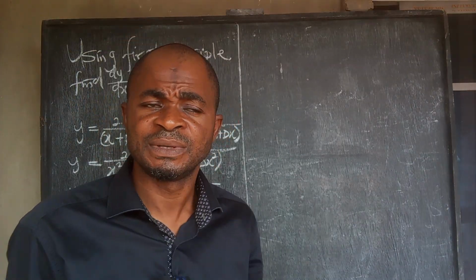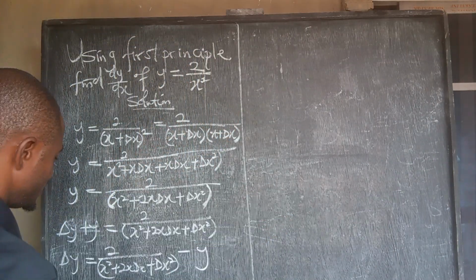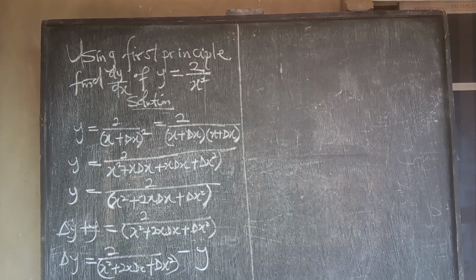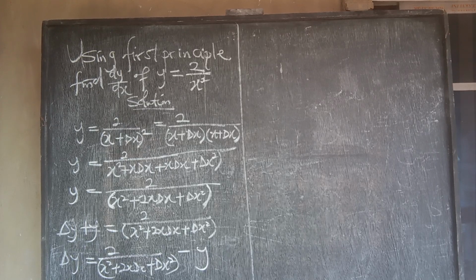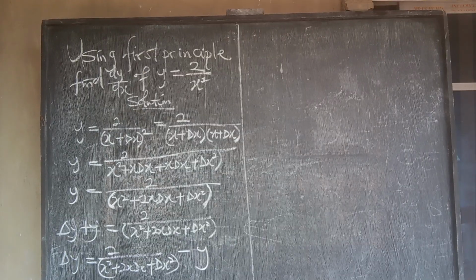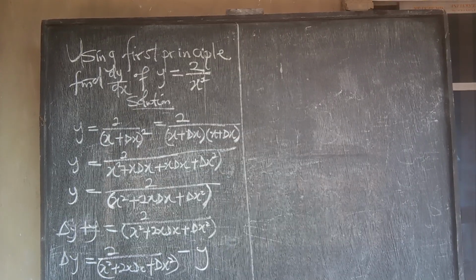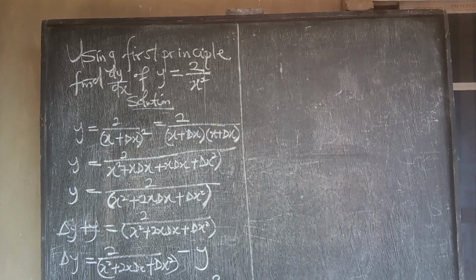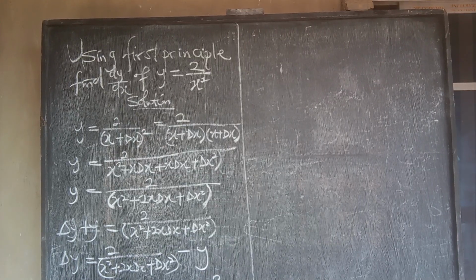Now, changing y is equal to 2 all over x squared plus 2x changing x plus changing x squared, minus what was your y above? Your y is 2 all over x squared. Don't forget, it must be in the form of x.